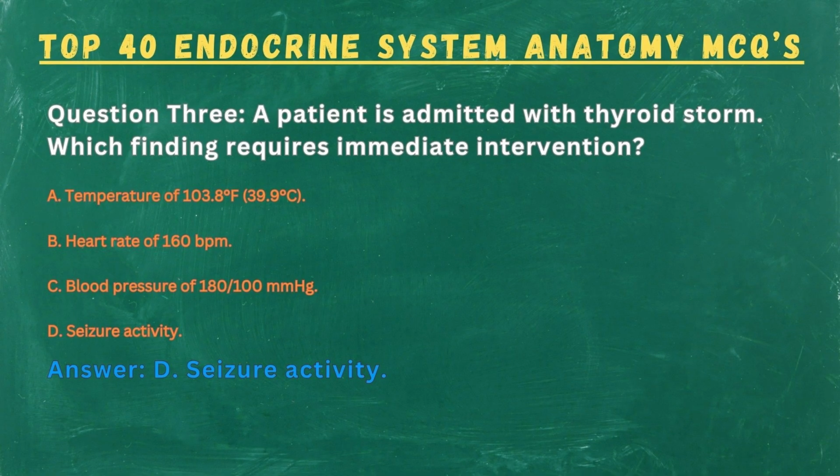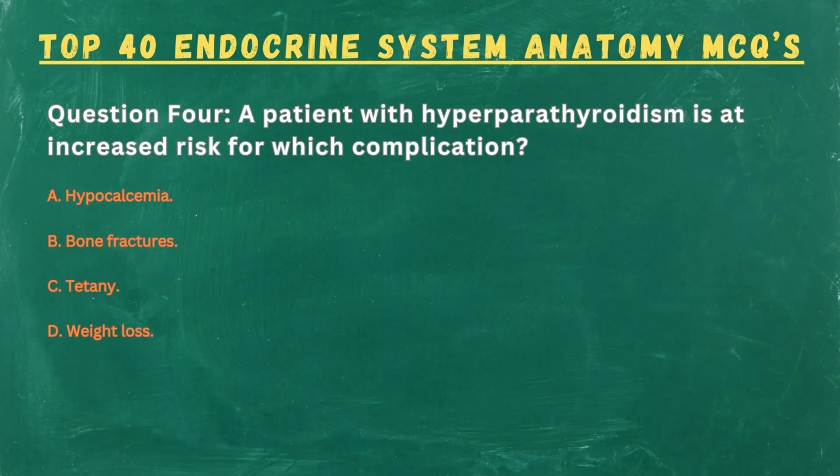Answer: D. Seizure activity. Question 4. A patient with hyperparathyroidism is at increased risk for which complication? A. Hypocalcemia. B. Bone fractures. C. Tetany. D. Weight loss.